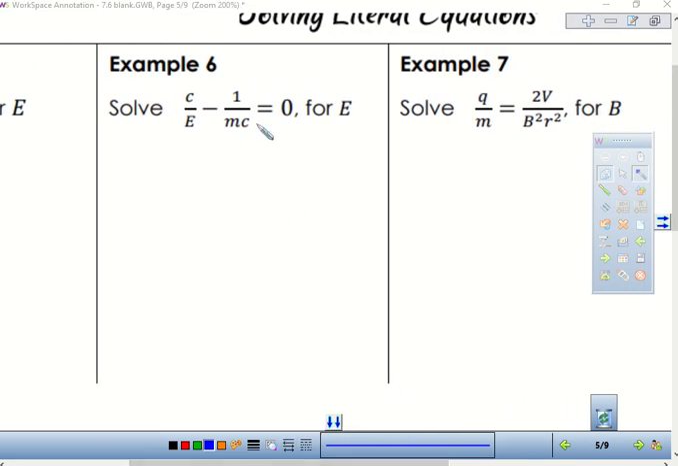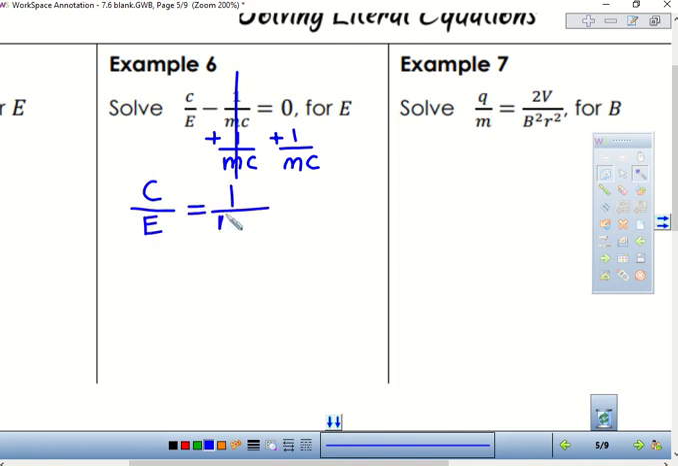Now this one's a little bit different because we have something in the denominator. So we have something minus something, basically a fraction minus another fraction. So two ways to approach this one. You could find a common denominator, or you can add the other fraction to the other side. And that leaves me with c over e is equal to 1 over mc. So I just added the other fraction to the other side.